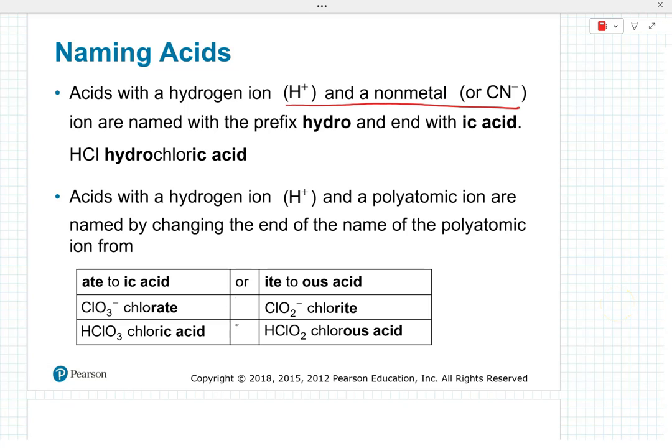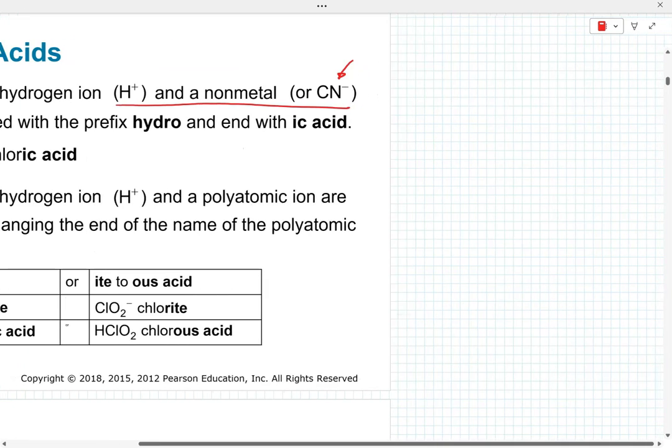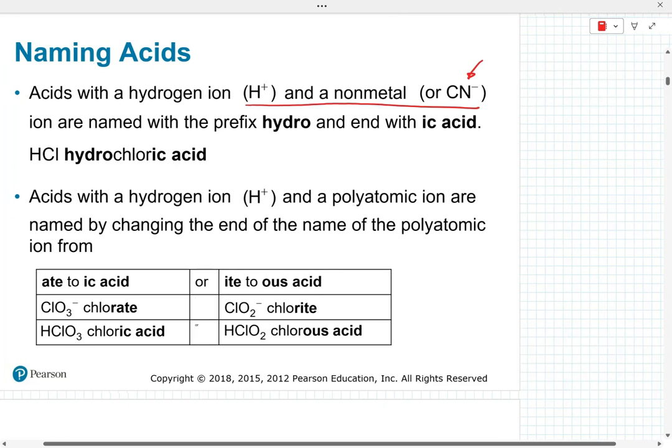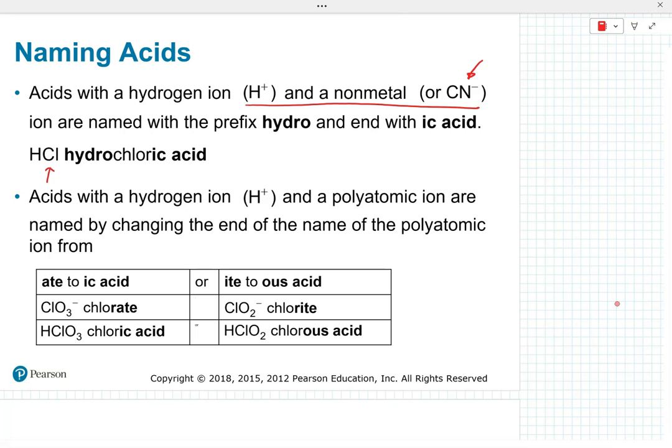There are no polyatomic anions, well, excluding cyanide, involved. It's going to be hydro and ic. So hydrocyanic, hydrochloric, hydrobromic, hydrosulfuric, okay? Does that make sense?